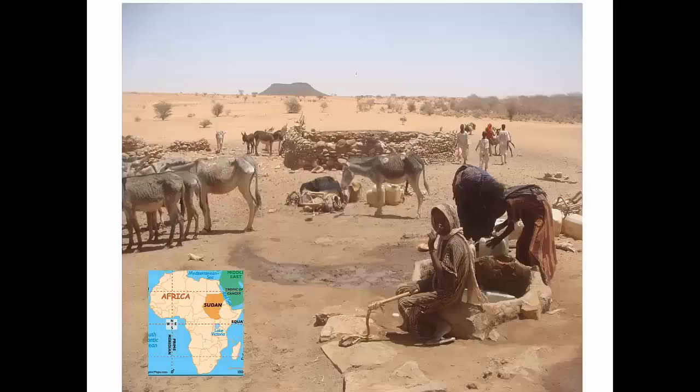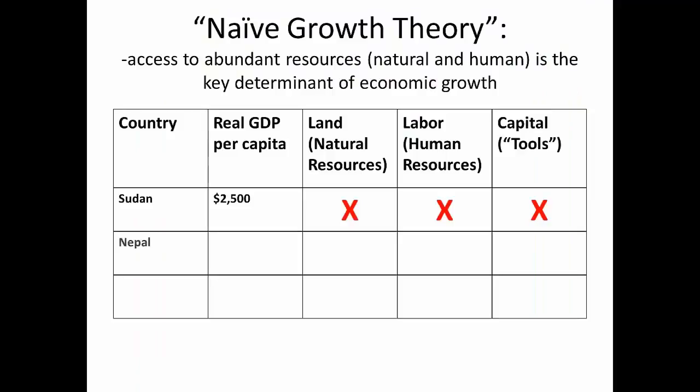And here's a picture of Sudan. You can see that just very primitive, little capital. It's a desert. Natural resources aren't that abundant. Okay, so you might think, well, yeah, Sudan, they just didn't luck out with the natural and human resources endowment, so it's not surprising that they're not very productive. Let's take a look at some other countries.